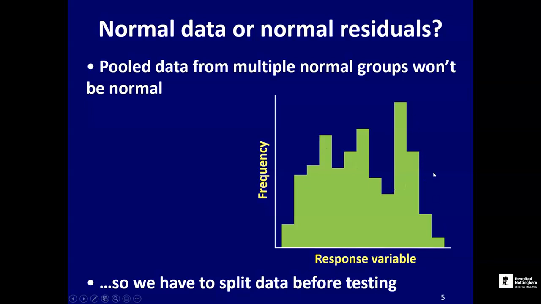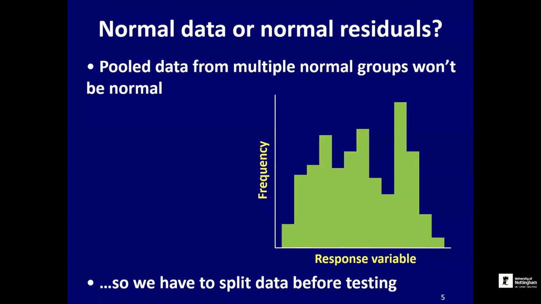And you glance at that and you think, well, that doesn't look normal. And it isn't. If we ran a Shapiro-Wilk test on it, it would not be normal. But the reason it's not normal might be something that we completely understand in the context of the analysis. It might be that this top peak up here is a male sample, if we're looking at height, and this bottom peak is a female sample.